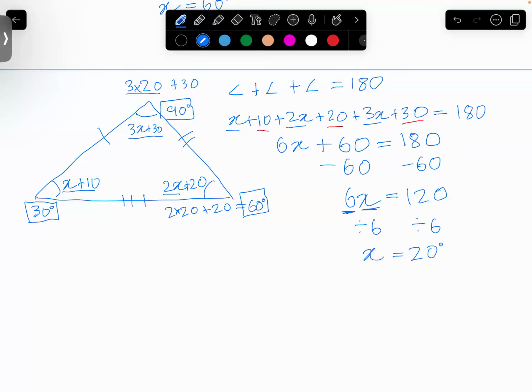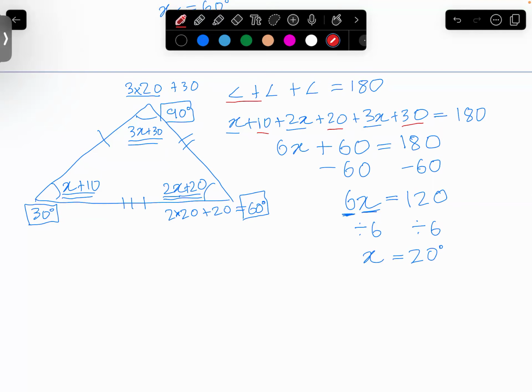Okay. Let's underline with red marker for all the numbers, okay? So when we have x, we are given 3 angles: x plus 10, 2x plus 20, and 3x plus 30. Now, even though there are numbers in front of x and we are adding numbers, the rule stays the same, that all 3 angles added up will be equal to 180.